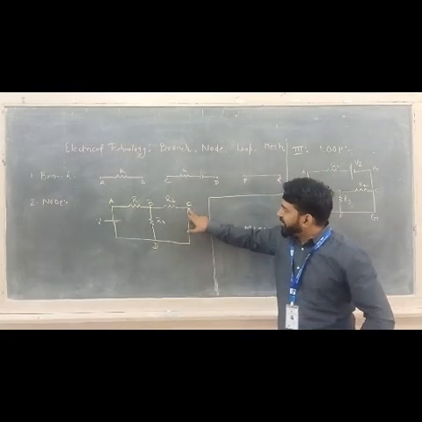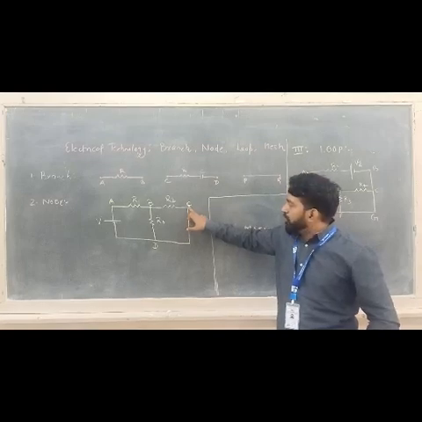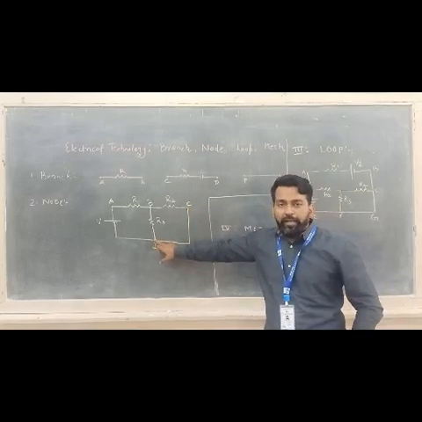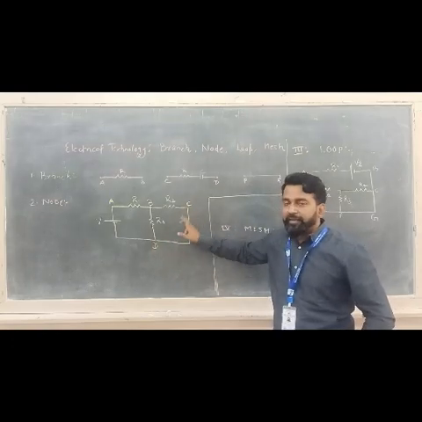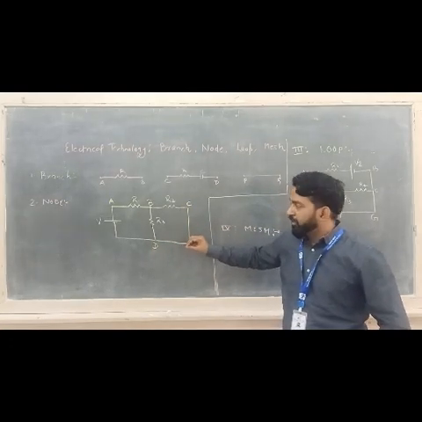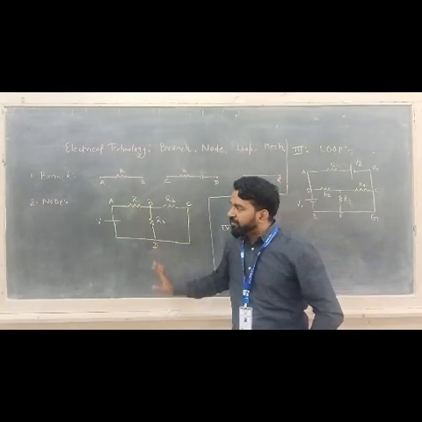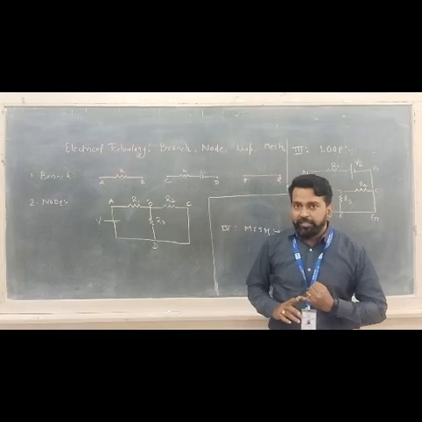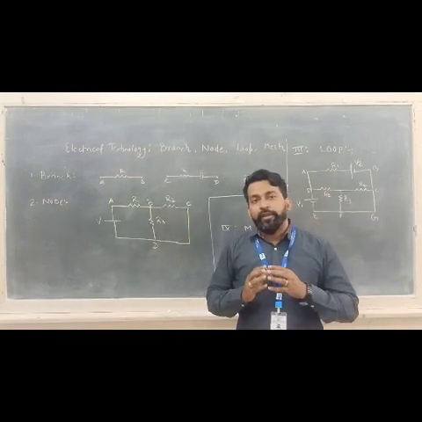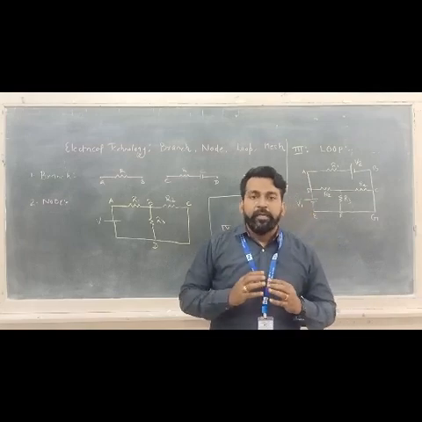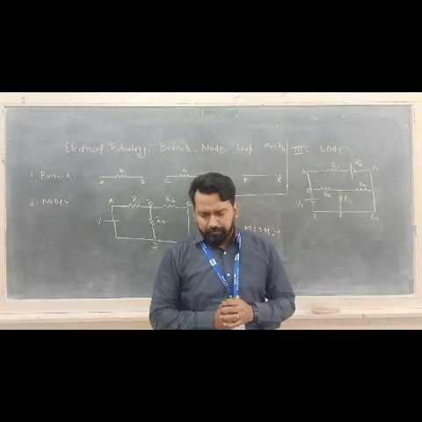Now point C cannot be termed a node. Why? Because CD is not a branch, as there is no component. C and D are at the same point, so C cannot be termed a node. Referring to this figure, point A can be termed a node and point B can be termed a node, because at points A and B we have more than one branch getting connected.